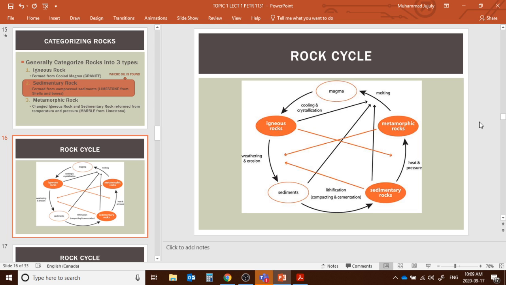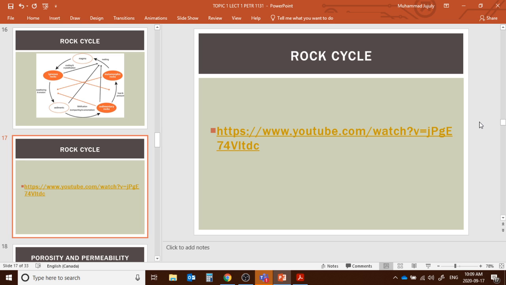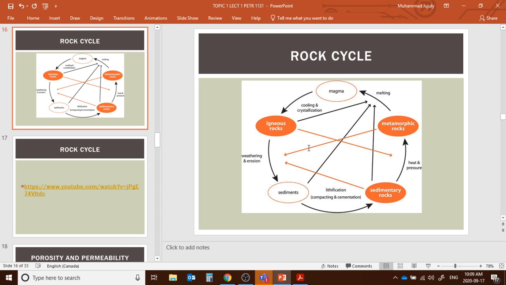So at this section, we actually learned about the rock cycle. Now that's a video of how the rock cycle is created. I'm not going to go through that, but I would highly suggest you see the video. It will actually clarify lots of your confusion. Okay, please do that. Now we were actually talking about the sedimentary rocks.